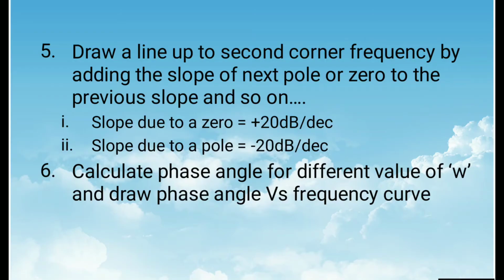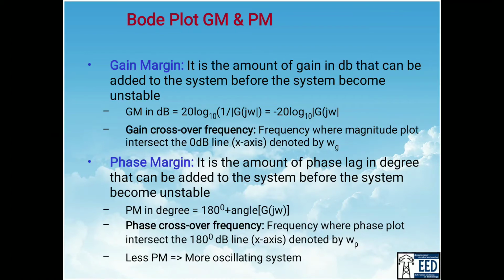Then the slopes due to the poles and zeros are shown there. Simply remember that the slope due to a zero is plus 20 dB per decade, and the slope due to a pole is minus 20 dB per decade. And we have to calculate the angles for the angle plot for different values of frequency omega. These values of frequency will be selected by us, and we'll draw the plot of the angle with respect to the frequency. And finally, from the angle plot, we'll get the gain margin and phase margin.